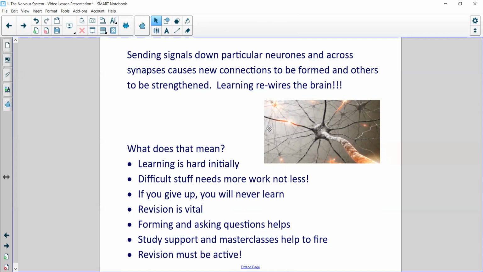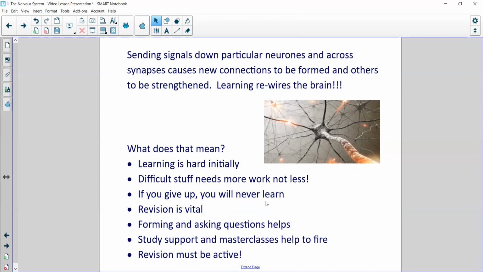So when we learn something new, what we're really doing is forming more connections between these interneurons in the brain. So what does that mean? Well, it means that learning is hard initially. When we try to learn something new for the first time, it's difficult because we're forming new connections. But the more time we put into it, the easier it actually gets because these connections get strengthened.